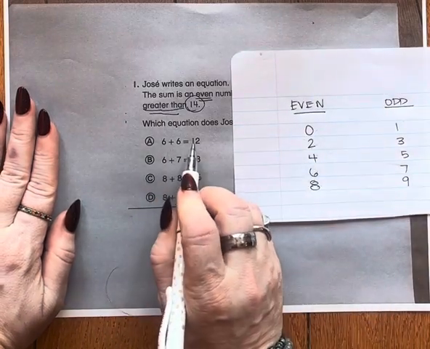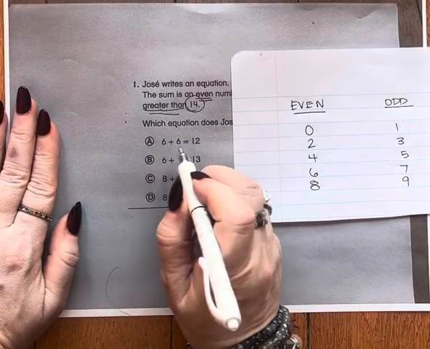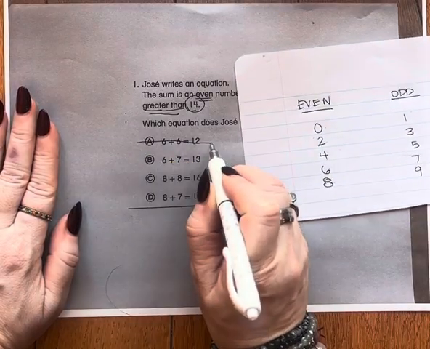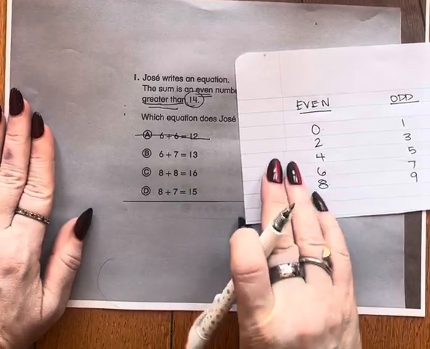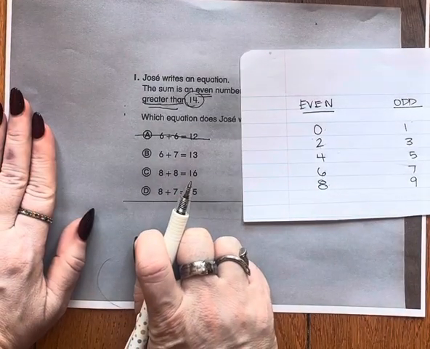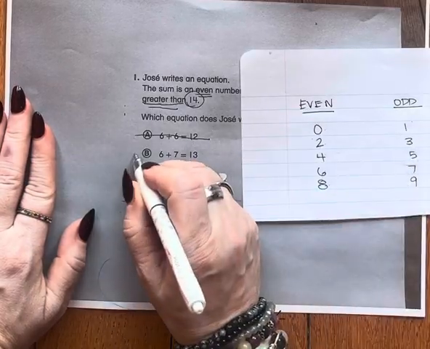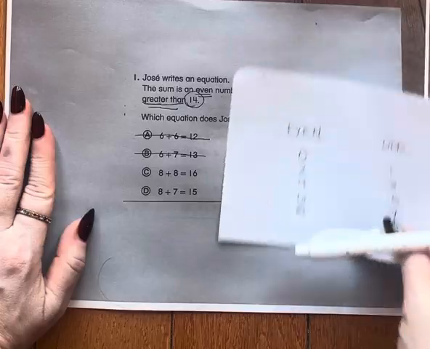So 6 plus 6 is 12. Well, is 12 greater or less than 14? 12 is less than. So immediately, no thank you. I look at 6 plus 7 equals 13. Well, 13 is less than 14. And it's also an odd number. So that's also not correct.